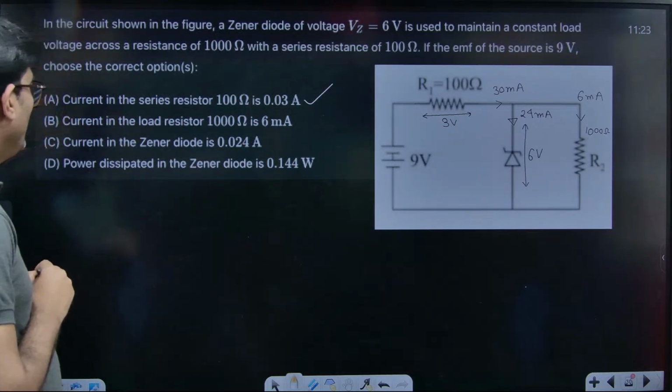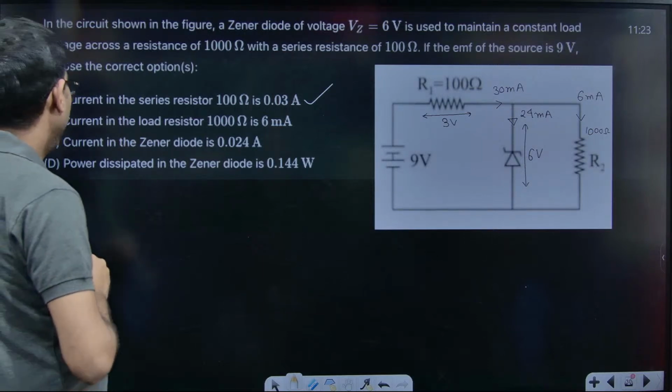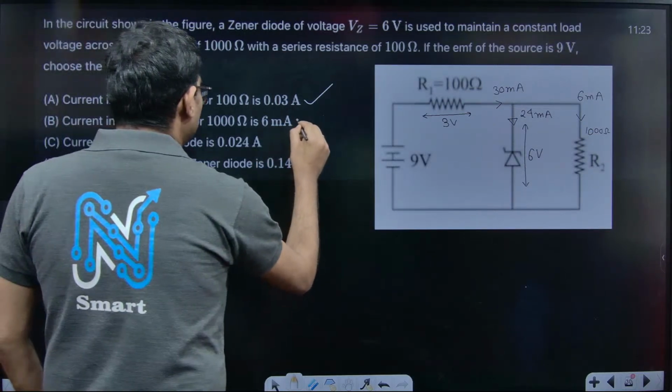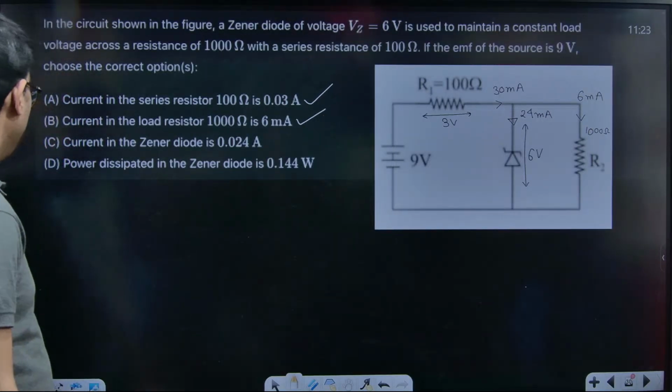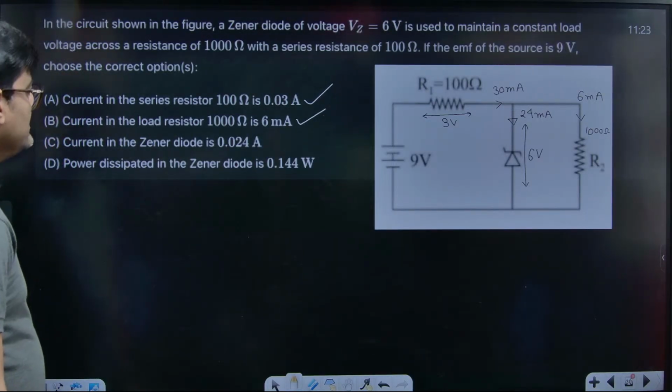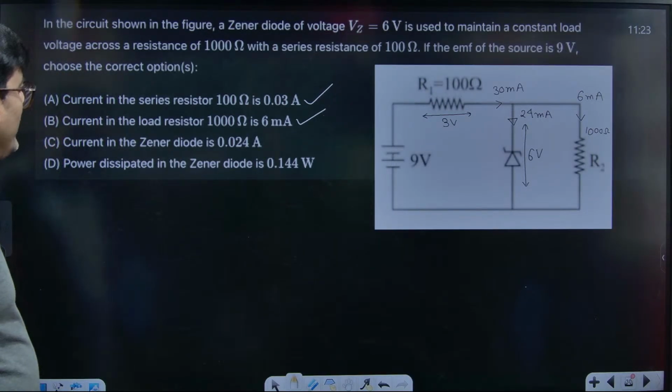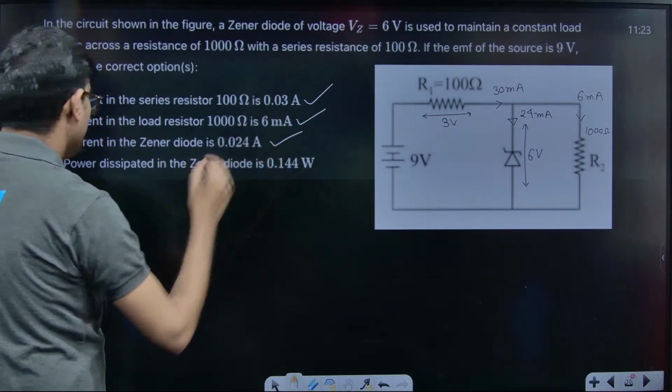Current in the load resistance is 6 milliampere. That is also a correct option. So this is a multi options correct type question. Current in the Zener diode is 24 milliampere. That is also the correct answer.